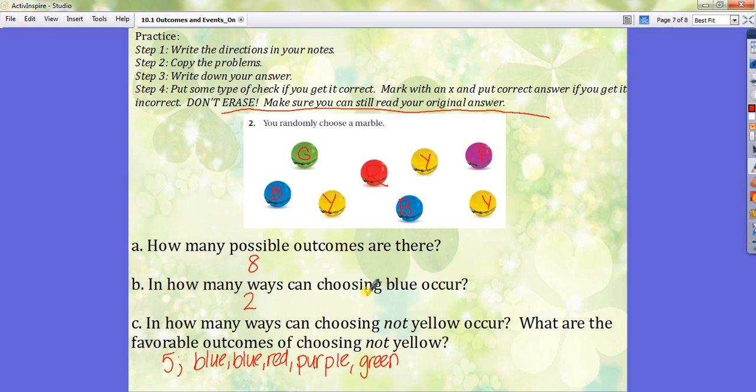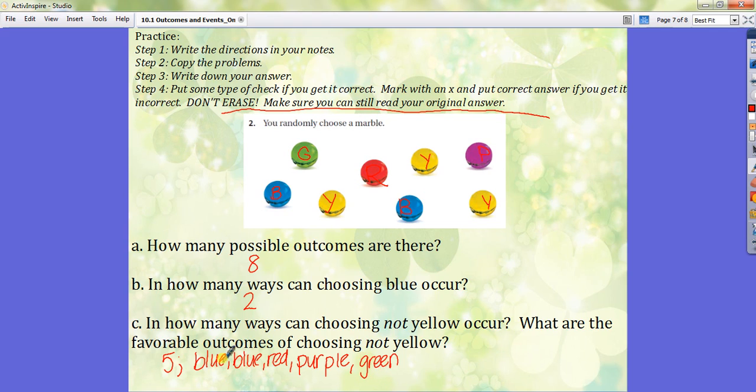And this says, and how many ways can choosing not yellow occur? Well, I see 1, 2, 3, 4, 5 marbles that are not yellow, so we write them down: blue, blue, red, purple, green. This was the order given to me by one student in class. As long as you have all 5 of these in any order, you're all set.